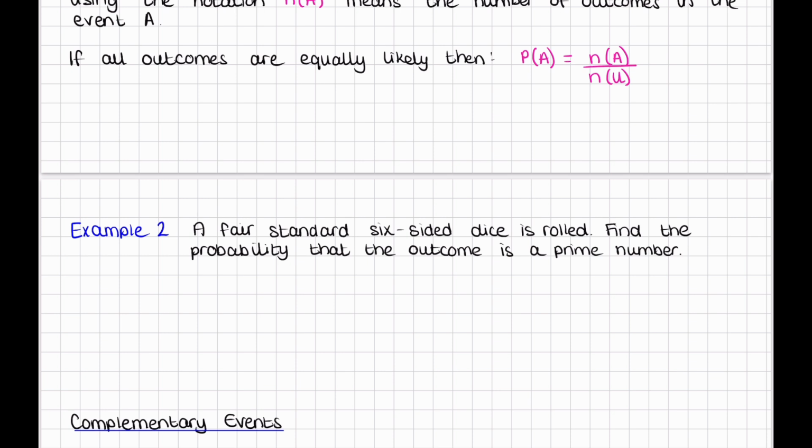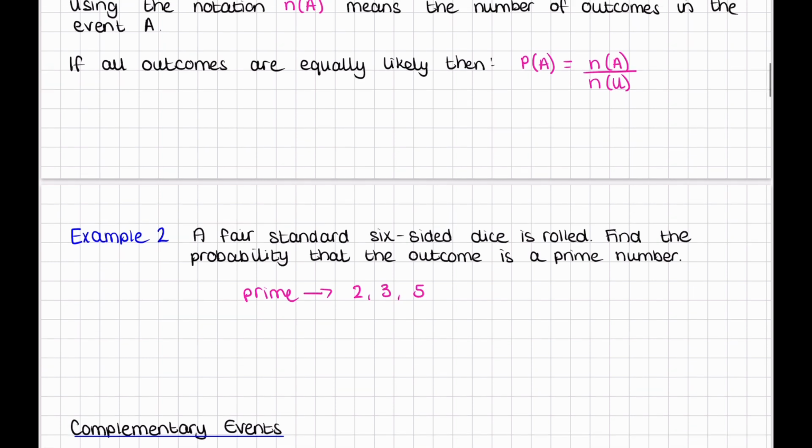A quick example: a fair standard 6-sided die is rolled. Find the probability that the outcome is a prime number. What we first of all need to think about is how many prime numbers there are on a standard 6-sided die. So our prime numbers would be 2, 3 and 5. Therefore, the probability of getting a prime number would be equal to 3 out of 6, because we've got 3 prime numbers out of the possible 6 numbers we could roll. And then we can simplify that down to a half.